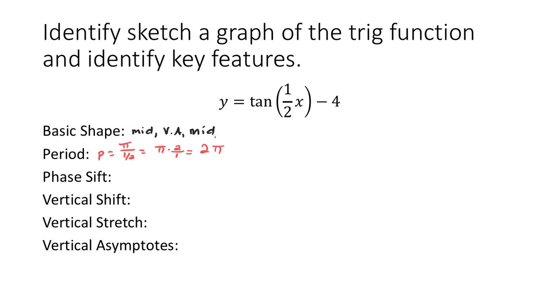My phase shift is none. I don't have anything added to the outside or to the inside of my graph. I do have a vertical shift down 4 units. This would give me a midline of y equals -4. And I have no vertical stretch, which means this is a normal tangent function, or my vertical stretch is 1. Again, I'll find vertical asymptotes at the end.